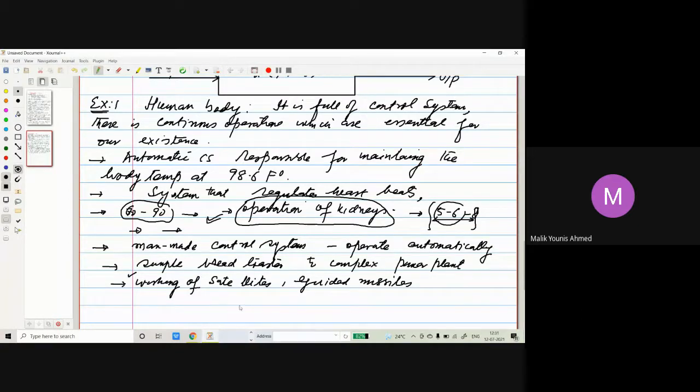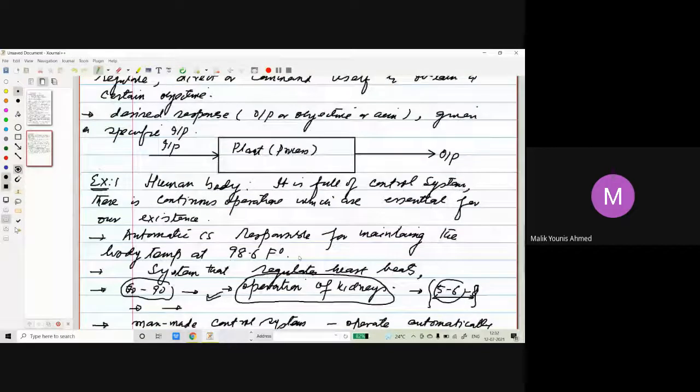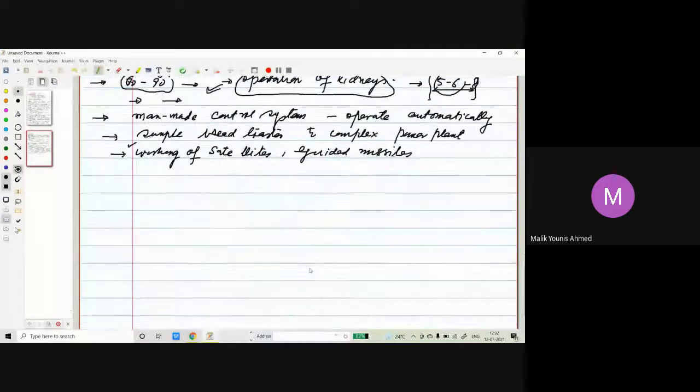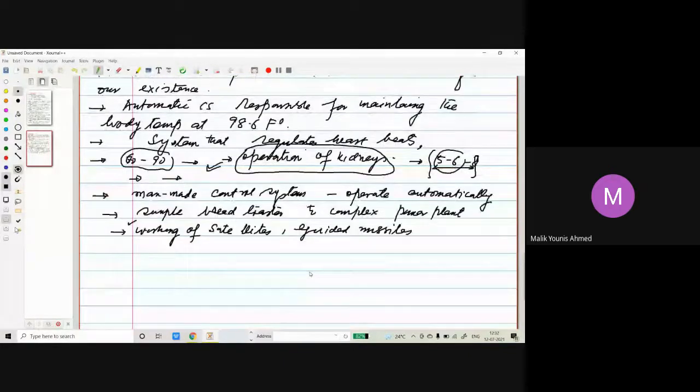So a number of missiles have been developed by different countries. They will operate completely under an automatic control system. That means they will have a particular range, where they start from and where they can hit a target, and what the speed will be. All this is done with the help of the automatic control system. So control systems become a very vital subject for anyone studying engineering, particularly in the electrical and electronics engineering field.